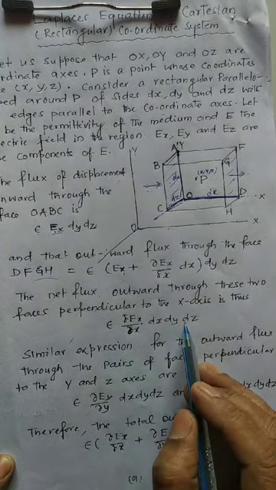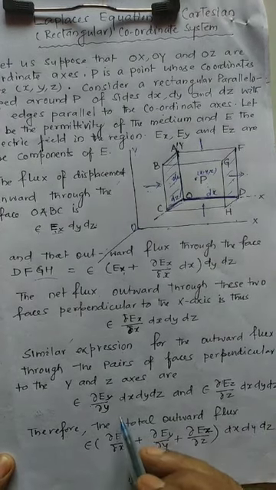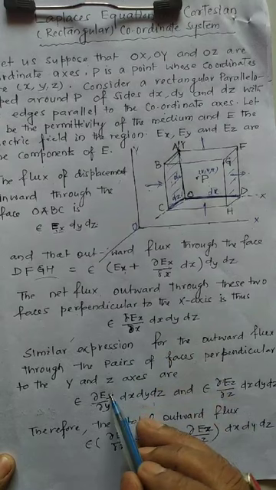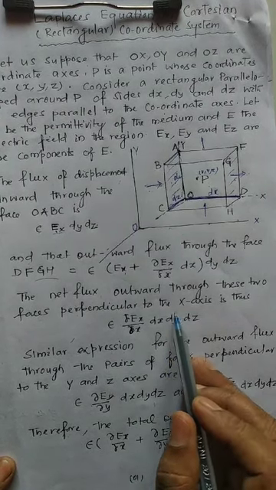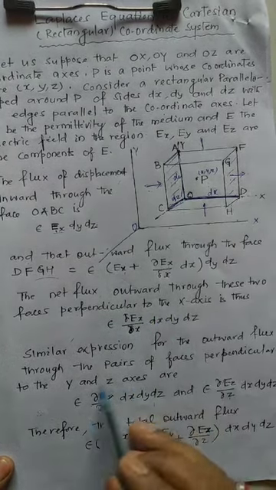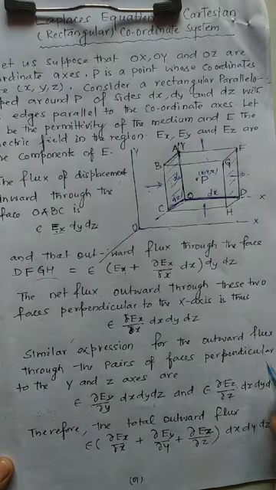Similar expressions hold for the outward flux through the other pairs of faces. Now we want to calculate the flux which enters from here and leaves from here, which enters from this portion and leaves from the bottom side, along the y-axis and along the z-axis. Here the x suffix will change to y and z. This is the net flux outward through these two faces, and this is the net flux through bottom and top.